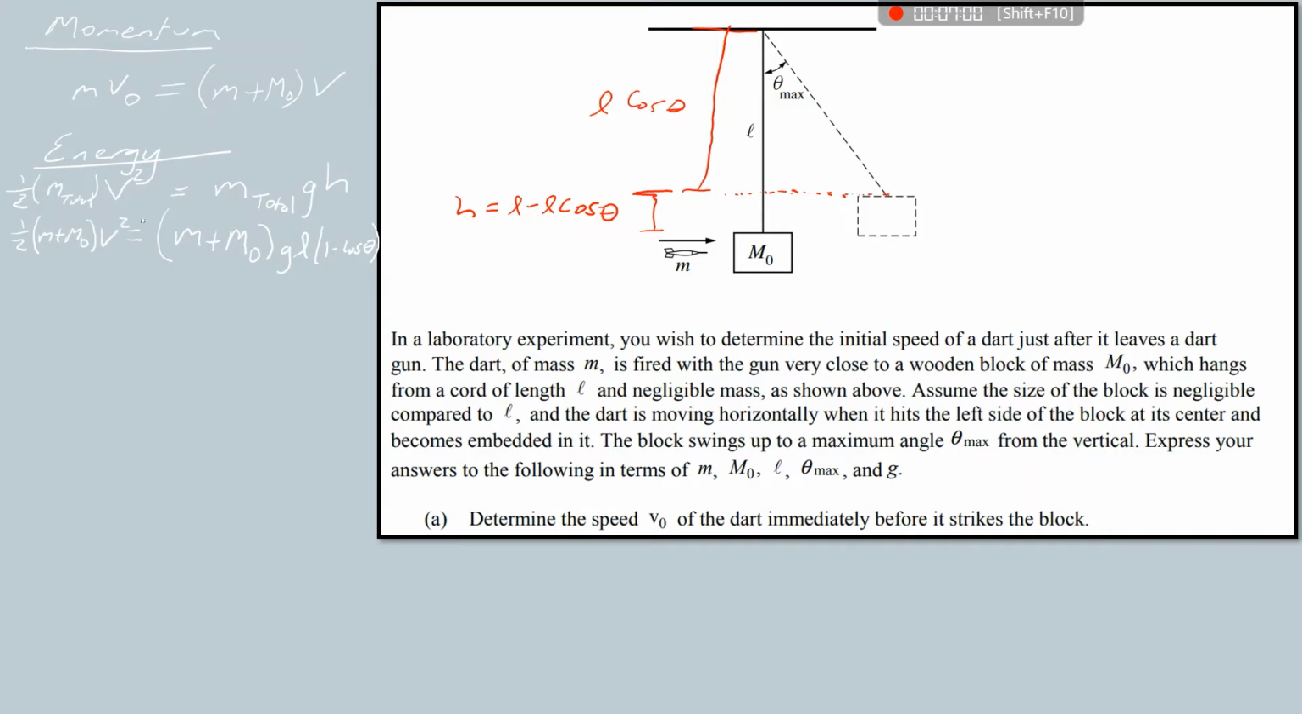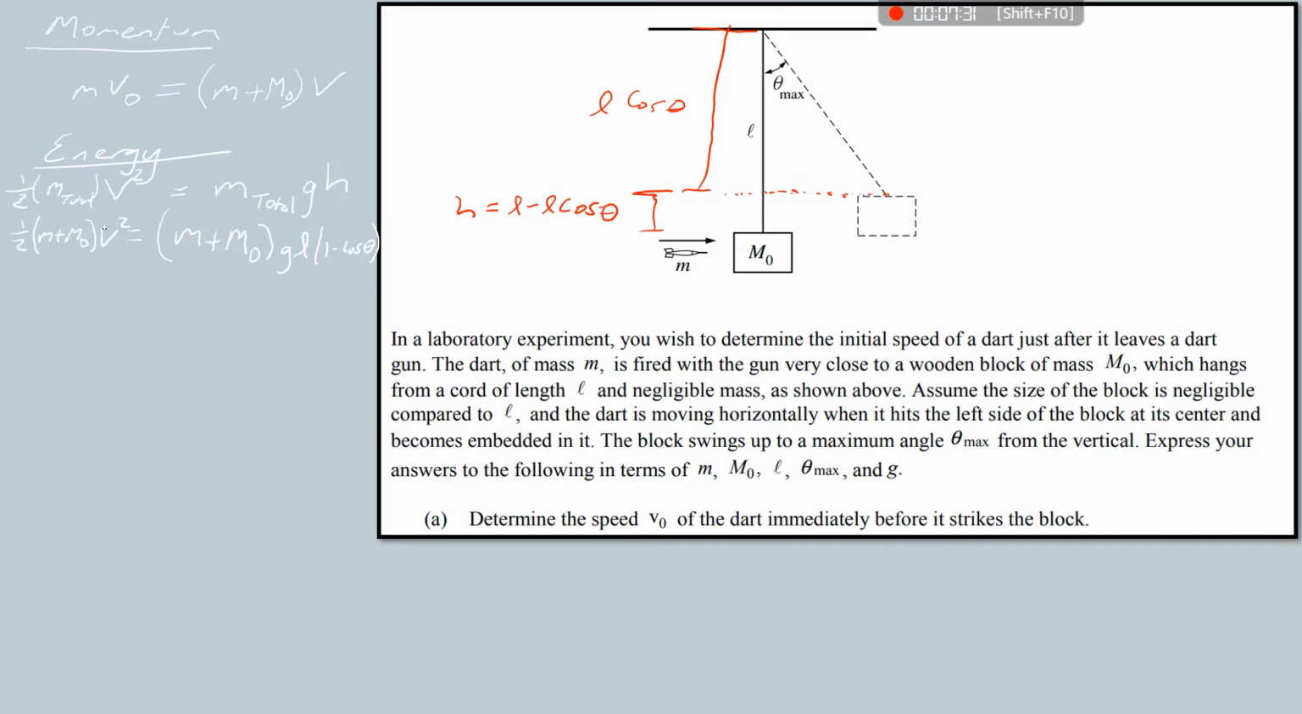Big V squared. Okay. So I've got an equation down here for energy, but we actually don't have a V initial in that equation. So what do I have to do? So plug in terms of V. Okay. So I'm going to use our momentum equation to solve for V, and then we'll substitute, so we'll have a V0 here.